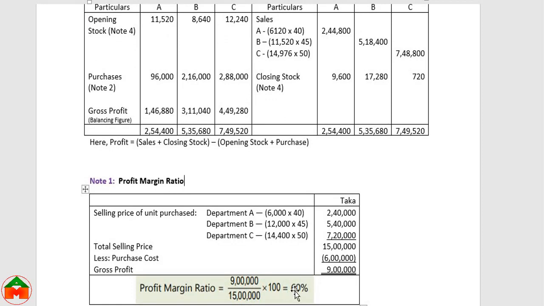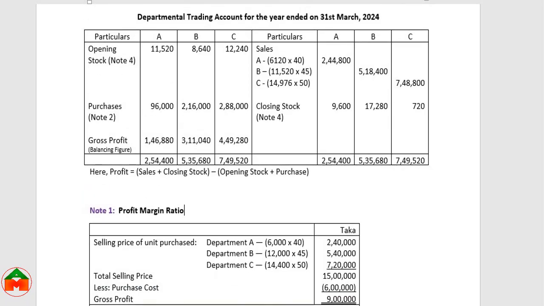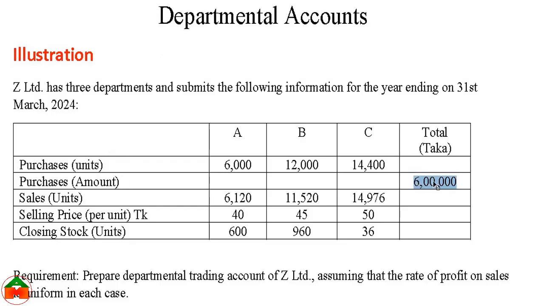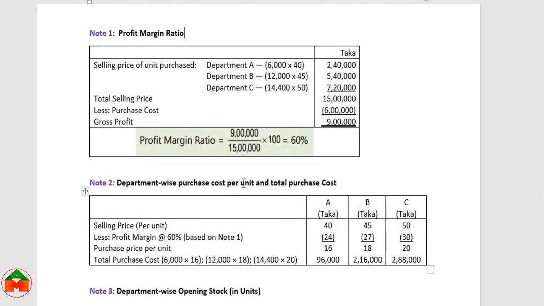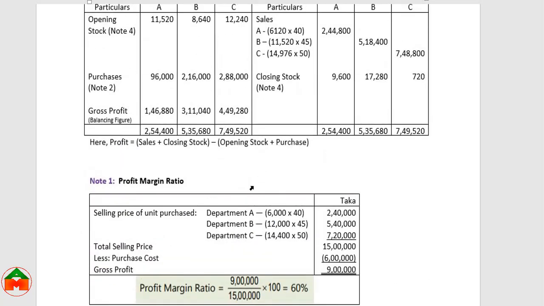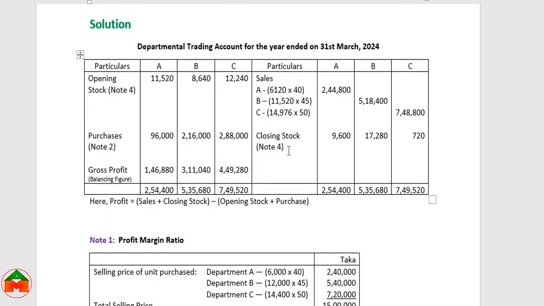Based on this 60%, we are going to calculate the cost price, because in the question the total cost price is given but the per unit cost price is absent. That's why from this profit percentage we will calculate the cost price per unit, as shown in note 2. Why should we calculate the cost price per unit? Because for the opening stock and the closing stock we need to find out the cost price per unit to get the balance of opening stock and closing stock.